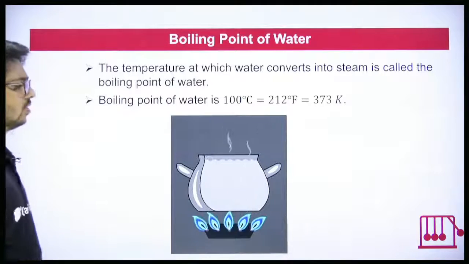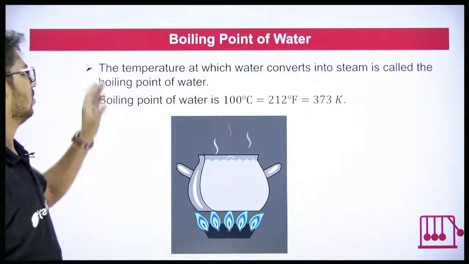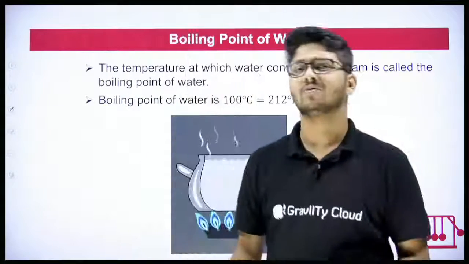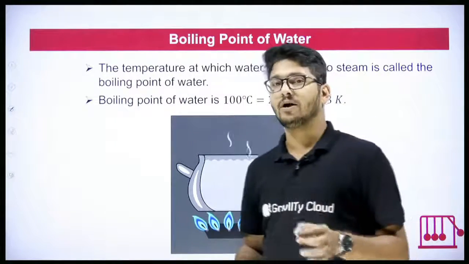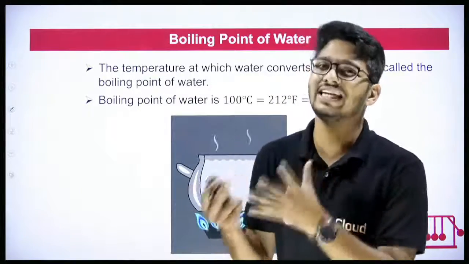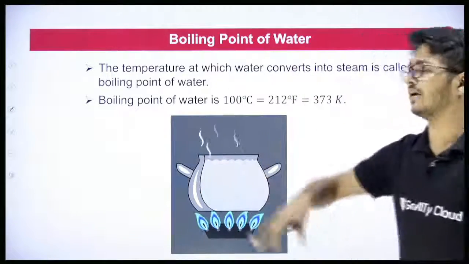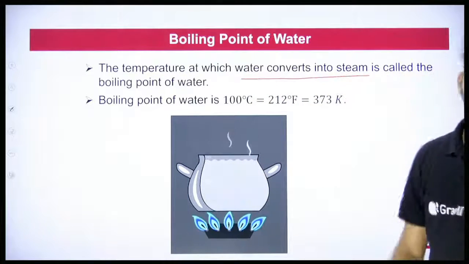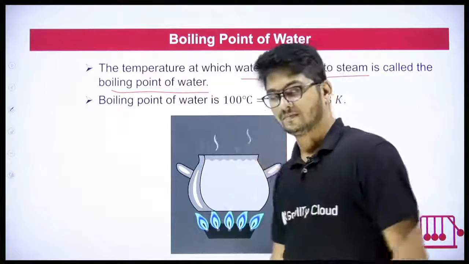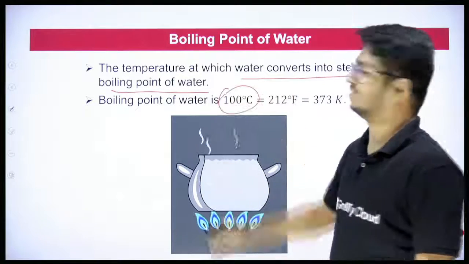Okay. So before we go into the Celsius, Fahrenheit, and Kelvin scales, let's understand a few points. Let's go into something called the boiling point of water. Now what is boiling point? We say water is boiling, but what is boiling? Boiling is the conversion of water into water vapor, into steam, into a gaseous form. Yes or no? So the temperature at which water converts into steam is called the boiling point of water. And what is the boiling point of water? It is 100 degrees Celsius.